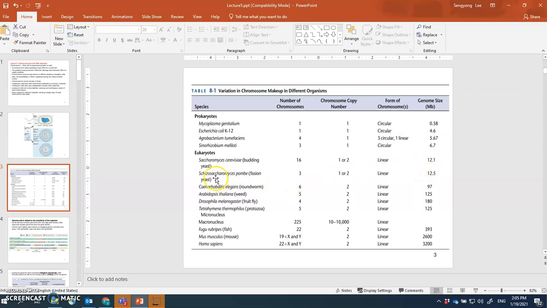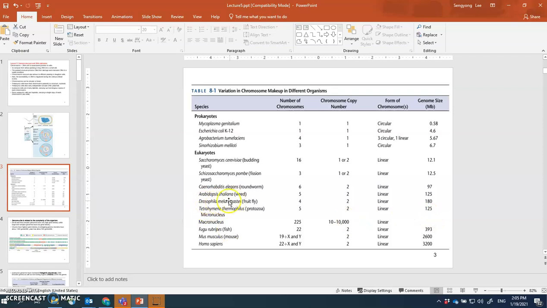Another type of yeast is Schizosaccharomyces pombe, fission yeast, with 3 chromosomes, the same way 1 or 2 copies, meaning they can be either haploid or diploid, with linear chromosomes. And then we have the roundworm C. elegans, 6 chromosomes, 2 copies. It's definitely diploid from now on. So fungi, yeast cells are unique. They can exist as either haploid or diploid, but the rest of them are all diploid. Linear chromosomes, much larger genome size.